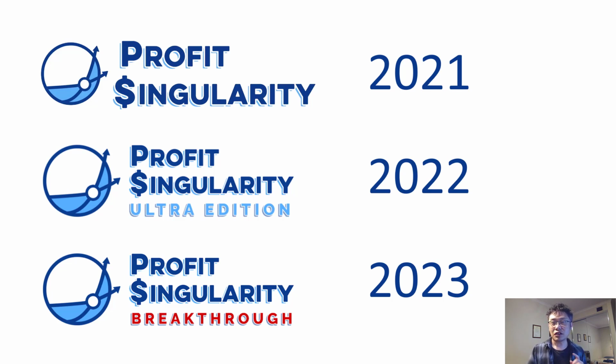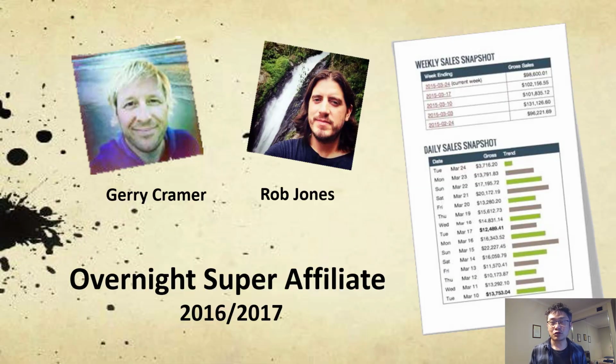But in order to properly tell the full story, the big picture, we actually have to go back even further. Back all the way to 2016, 2017, and 2 people in particular, Gary Kramer and Rob Jones, who were the architects behind a program called Overnight Super Affiliate. You can see their pictures on the screen. Gary Kramer, Rob Jones. So they pioneered the technique, which I would say is the very earliest version of Profit Singularity, and you'll see why later on in this video.